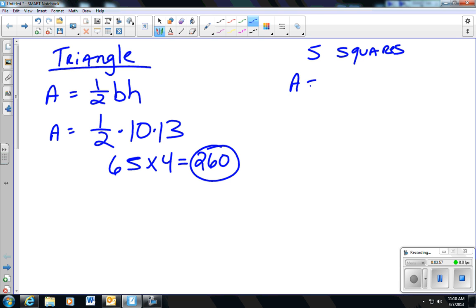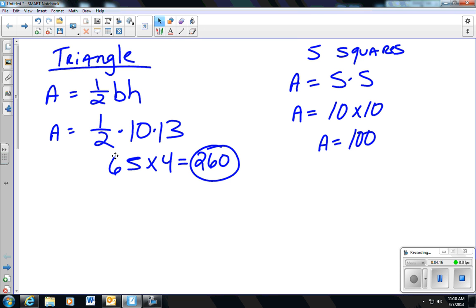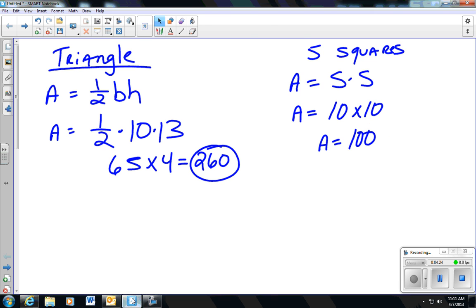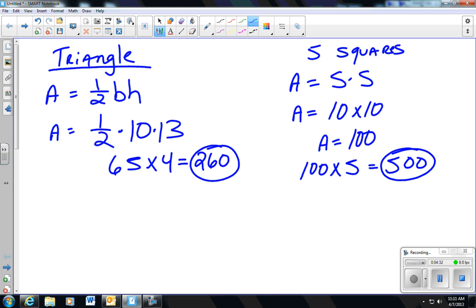And to find the area of a square, its area equals side times side, because the sides of the squares are the same. You can say length times width, that's fine too. So area equals, and those squares are 10 by 10. So the area equals 100. And that's for 1 side. And we said that we've got 5 exposed sides. Again, the top of the cube is not exposed, so we only have 5 exposed sides. So we'll take the 100, and we will multiply that times 5, and we'll get 500. So that's the area of the 5 squares.